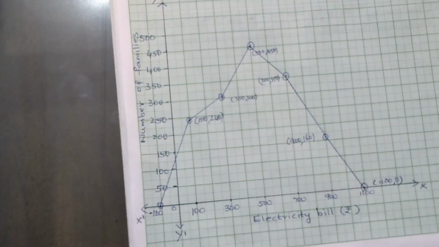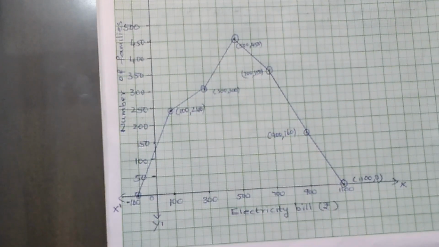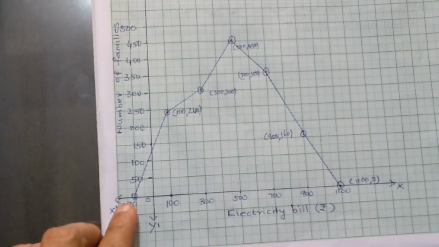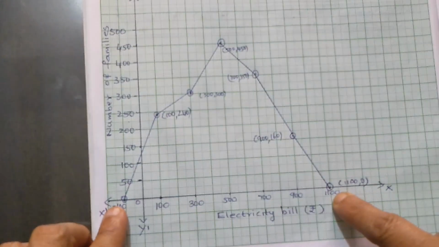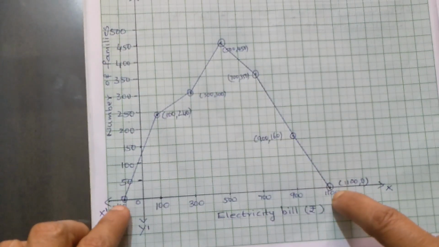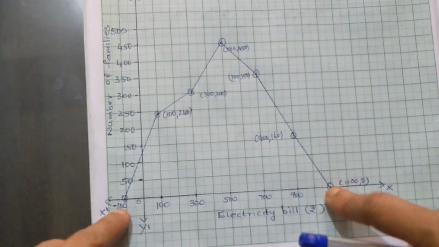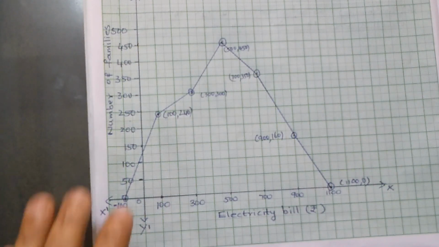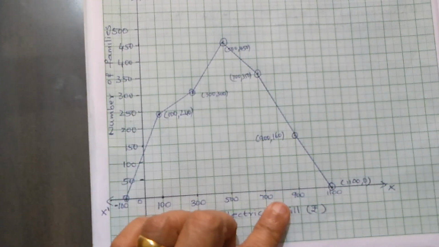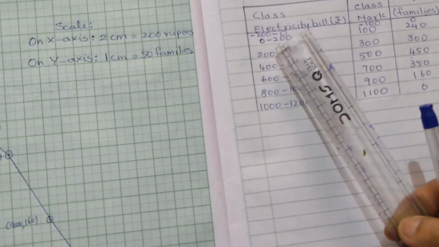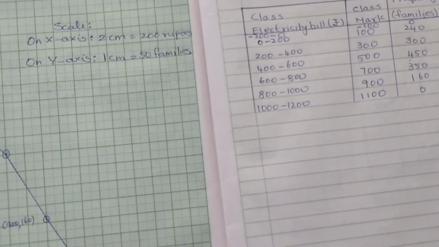So this is how we are supposed to draw a frequency polygon. In a frequency polygon we have to take one class before the first class and one class after the last class, and plot both. The frequency polygon should be connected to the x-axis. And on the x-axis we take the class mark. You know how to find the class mark by adding these two and dividing by 2.